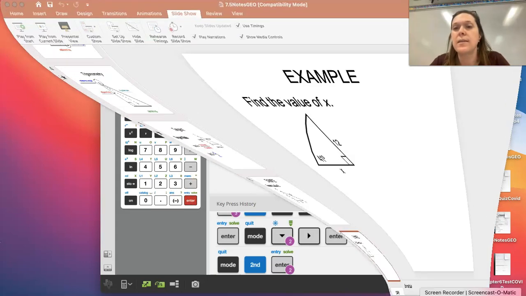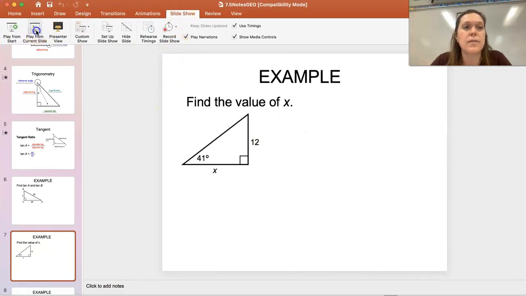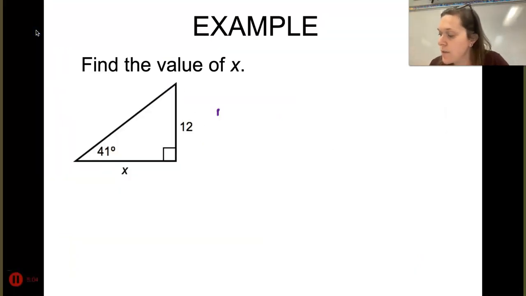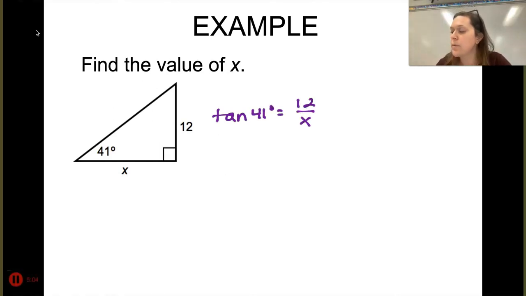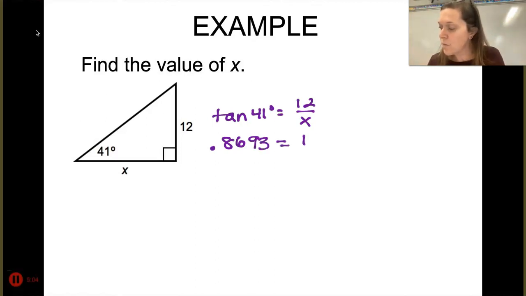Okay, so let's go back here. We had the tangent of 41 degrees is equal to 12 over x. So the tangent of 41 degrees we said was 0.86. Oh goodness, I don't remember what the rest of those were. Let me pull up the table I have right here next to me. 0.86, was it 93? Yep, it was 93. So 0.8693 is equal to 12 over x. Now I need to solve that equation for x. We should be able to solve that.